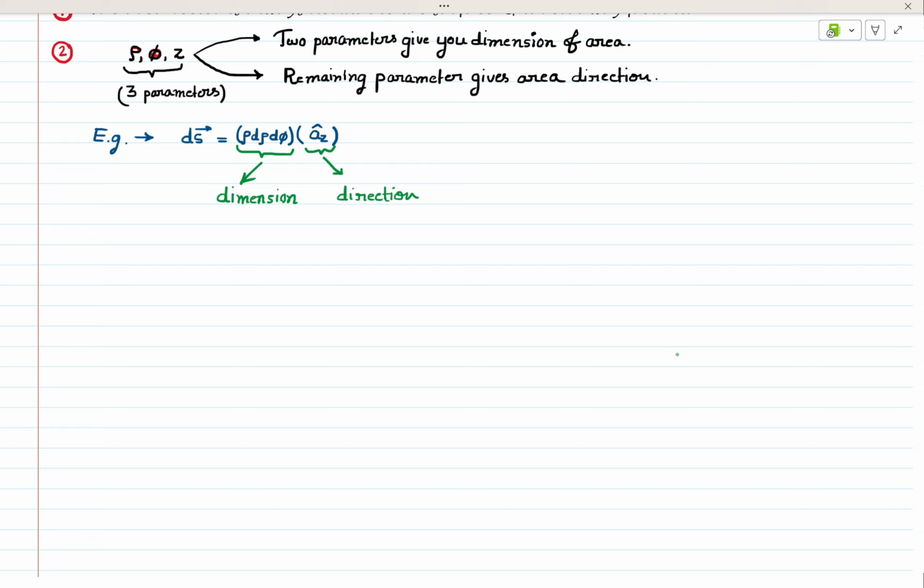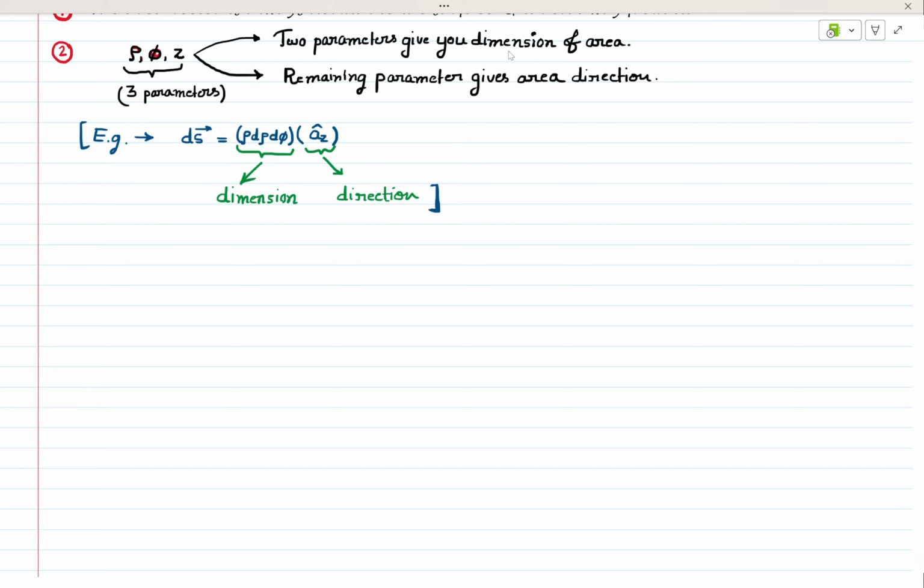Okay. I think it is very much clear to you. Among these three parameters, rho, phi, and z, if any two of these parameters are used to give the dimension of the area, then the remaining parameter will be used to give the direction of the area, because area is a vector and a vector must have two things: one is dimension and another is direction, or we can say the magnitude and the direction. Dimension is nothing but the magnitude.